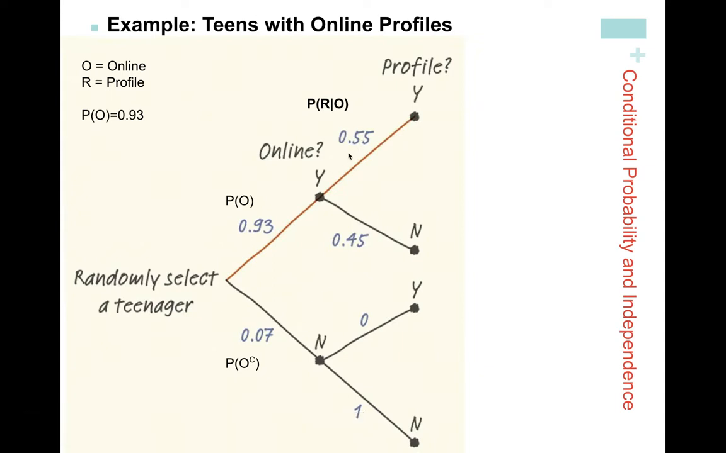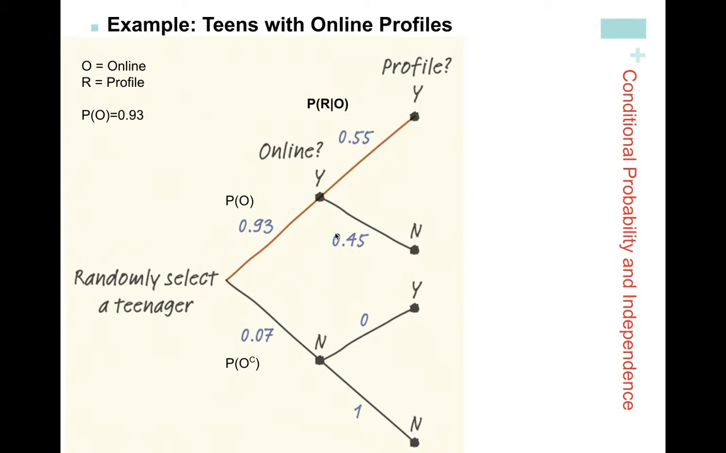Okay. Now this probability, it is critically important that you know that this is the conditional probability, because we've already established that yes, they're online. So the condition is given that yes, they're online, or in our case, because we're using O and R, given that O has already occurred, what is the probability of R? So again, you read this statement: what's the probability of R given that O has already occurred? And that is this right here, 0.55.